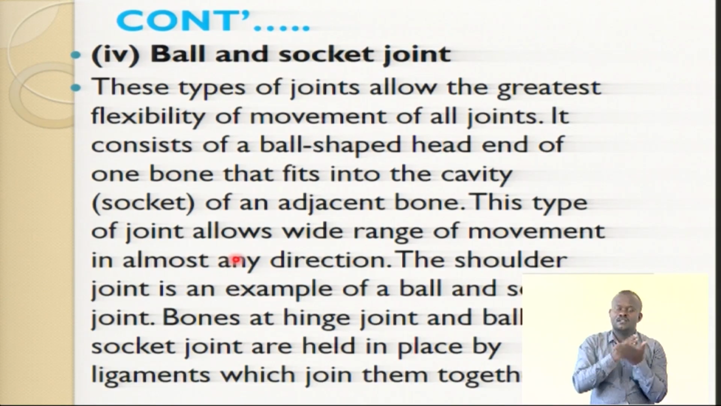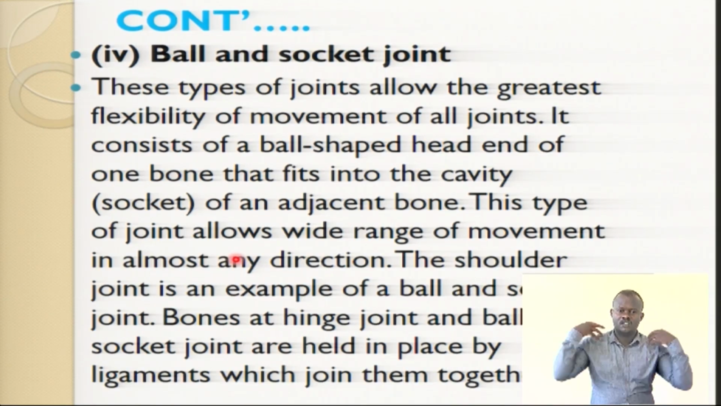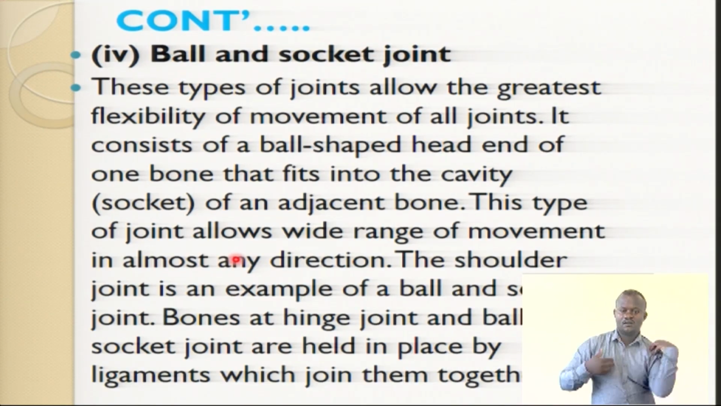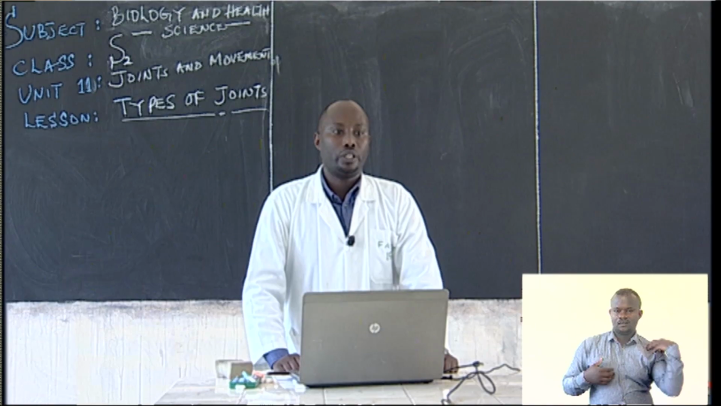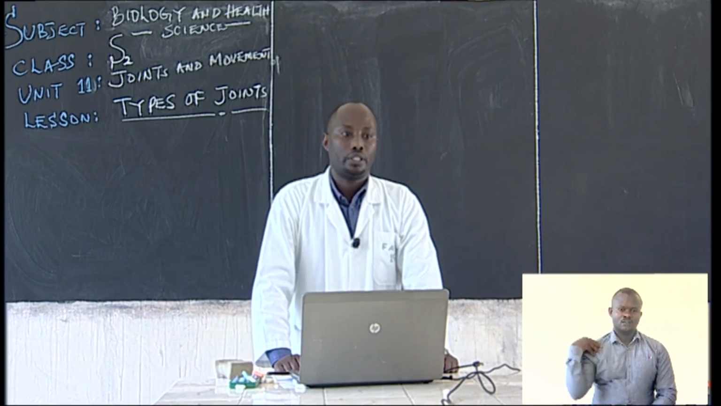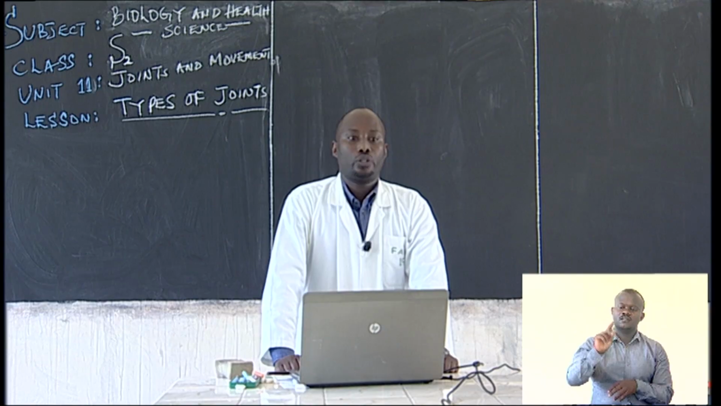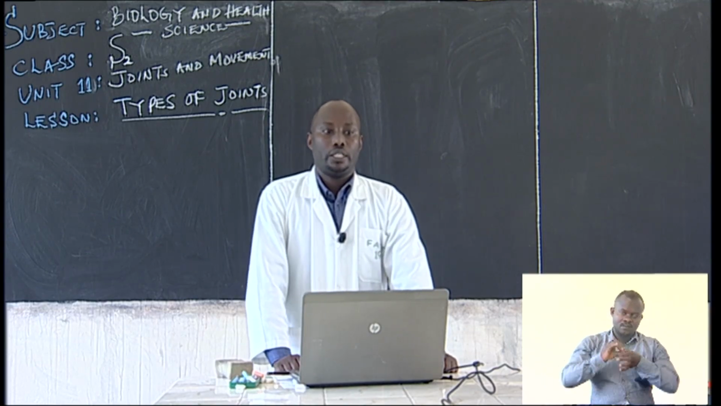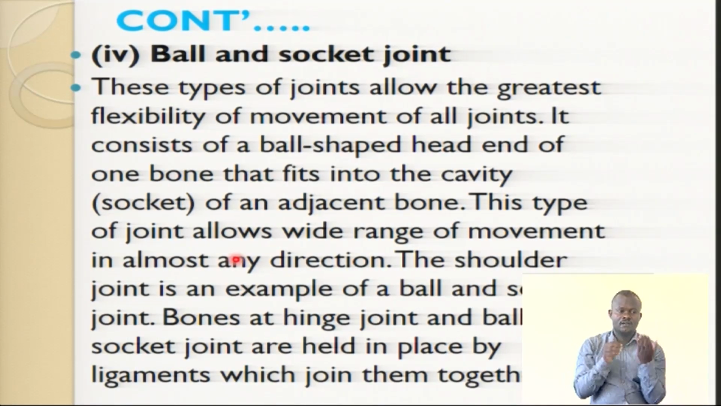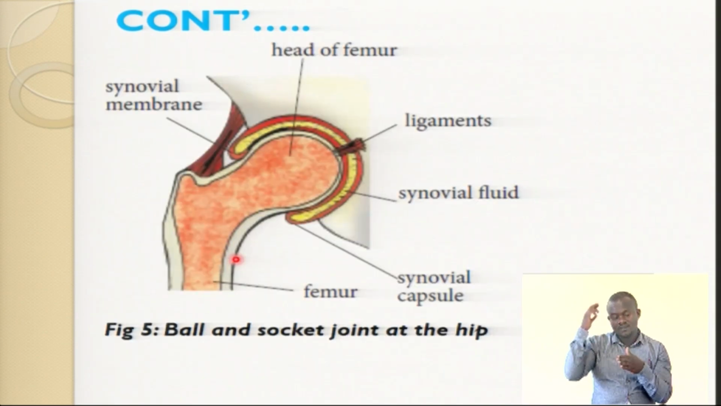Take an example in the shoulder. See, this one can move in any direction. Okay? The shoulder joint is an example of a ball and socket joint. Bones at the hinge joint and the ball and socket joint are held in place by a ligament, which holds them together. So you remember I talked about what a ligament is.